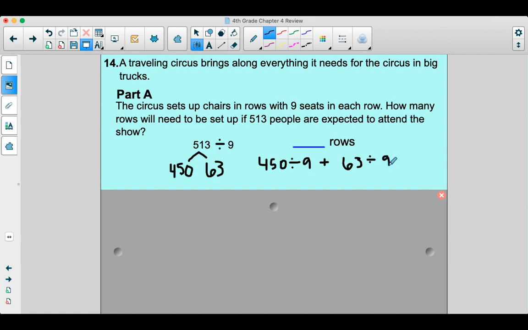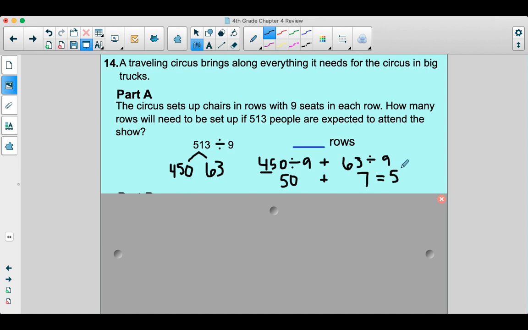All right, so here we go. 45 divided by 9 is 5. So 450 divided by 9 is 50. Plus 63 divided by 9. That's a basic fact, right? So 9 times 5 is 45. 9 times 6 is 54. 9 times 7 is 63. So it's going to be 7. So the answer here is going to be 57.